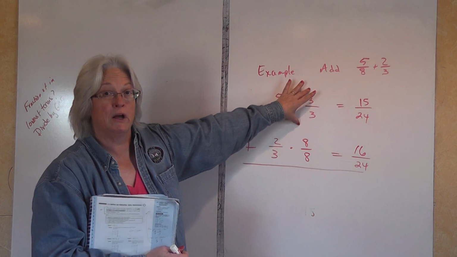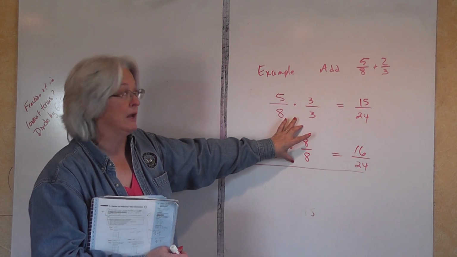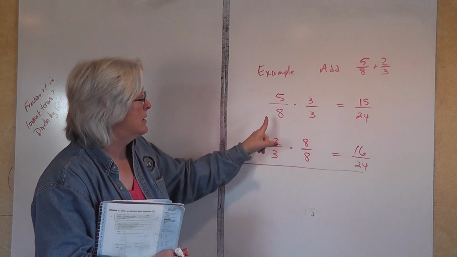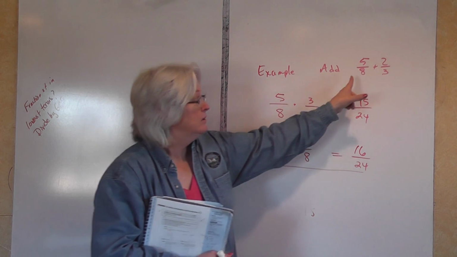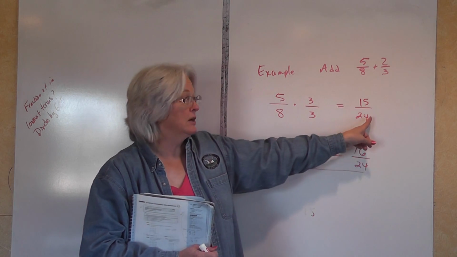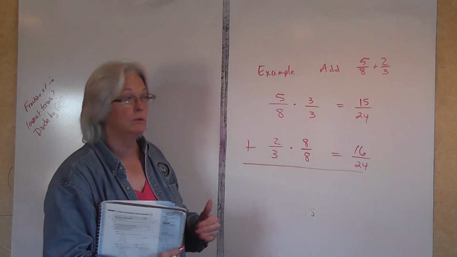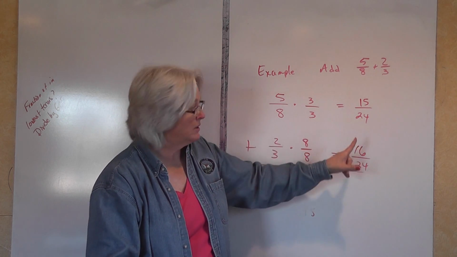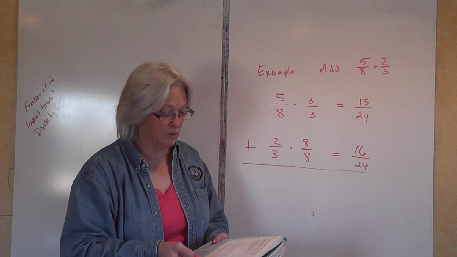Here we've multiplied by 3/3. Here we've multiplied by 8/8. That's the way it's supposed to be. You're going to have to multiply the two denominators by different numbers so that you can end up with a common denominator. Now, what can we do once we have renamed both of these fractions with a denominator of 24?